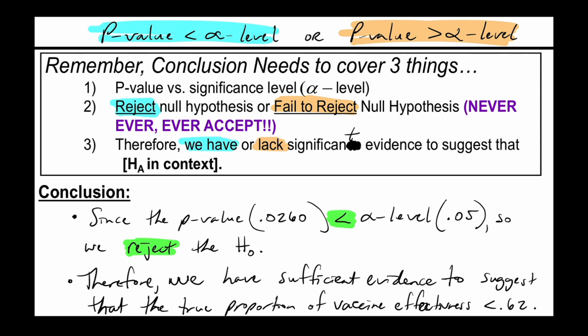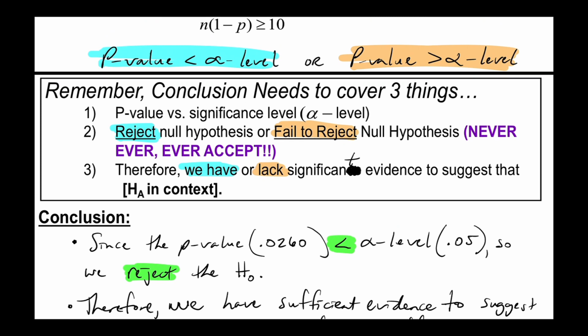If the p-value is too big, and it's bigger than alpha, we always fail to reject, and therefore we lack sufficient evidence. Okay, so that's how it goes. That's how it always goes. You're never going to have a p-value bigger than alpha and reject, or a p-value that's smaller than alpha and fail to reject. It'll never work that way. It'll always follow that color code.